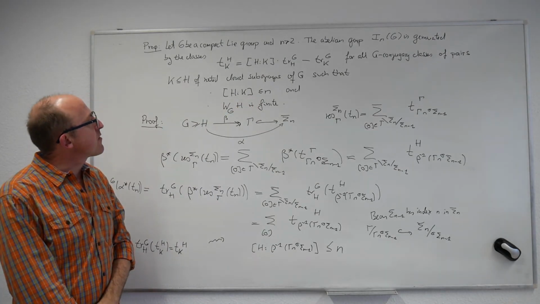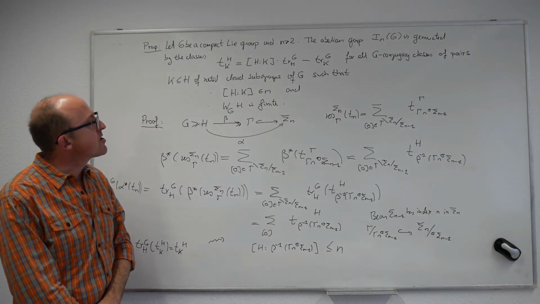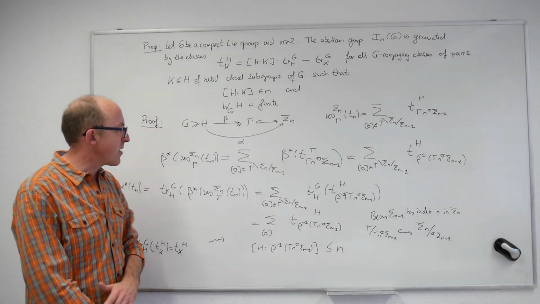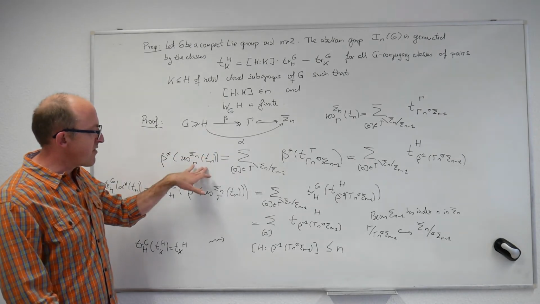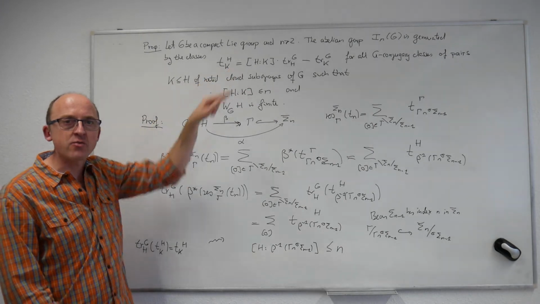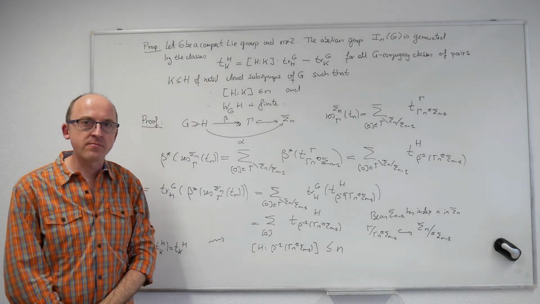So this shows one of the two containments, because the image of the map is generated by these classes here, and every such class is a sum of classes that we claim generate the image. So this is one of the two inclusions.